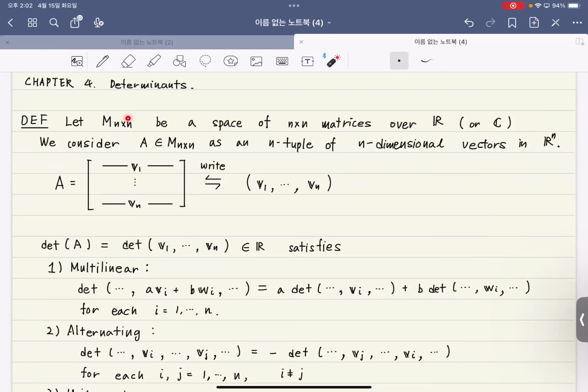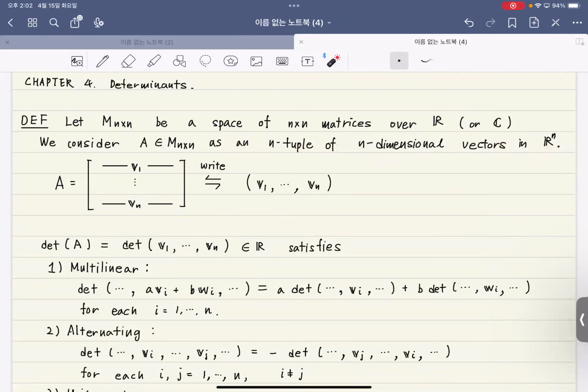So M_n×n is the space of n by n square matrices over real numbers, or you can choose complex numbers. However, for simplicity, we will be discussing the matrices over real numbers. And now we choose a random matrix from this space, and this matrix can be considered as an n-tuple of n-dimensional vectors in R^n.